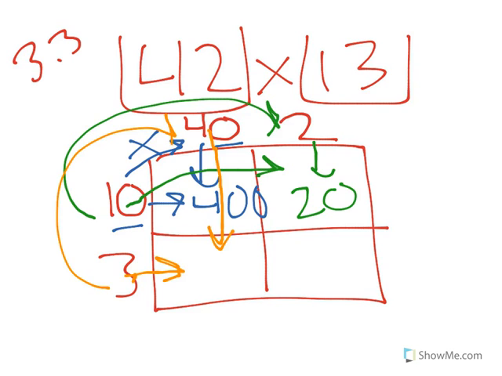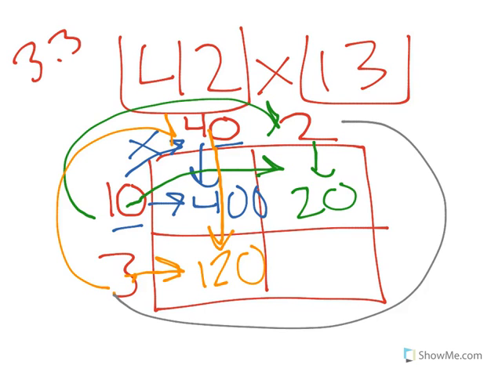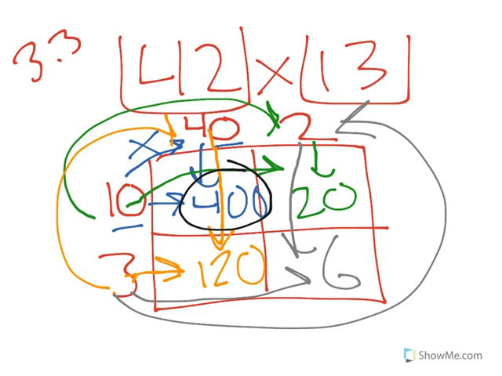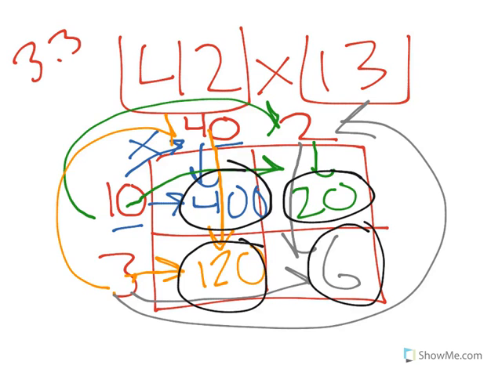I do my 3 times my 4. 3 times 4 is 12. Add my 0. Now we're going to go 3 times 2. And this one will go straight down because they line up. If your fingers come across, it lines up. So 2 times 3 is 6. Now I've got all those crazy arrows and stuff in the way, but hopefully you can see I have a 400 there, 20, 120, and a 6.